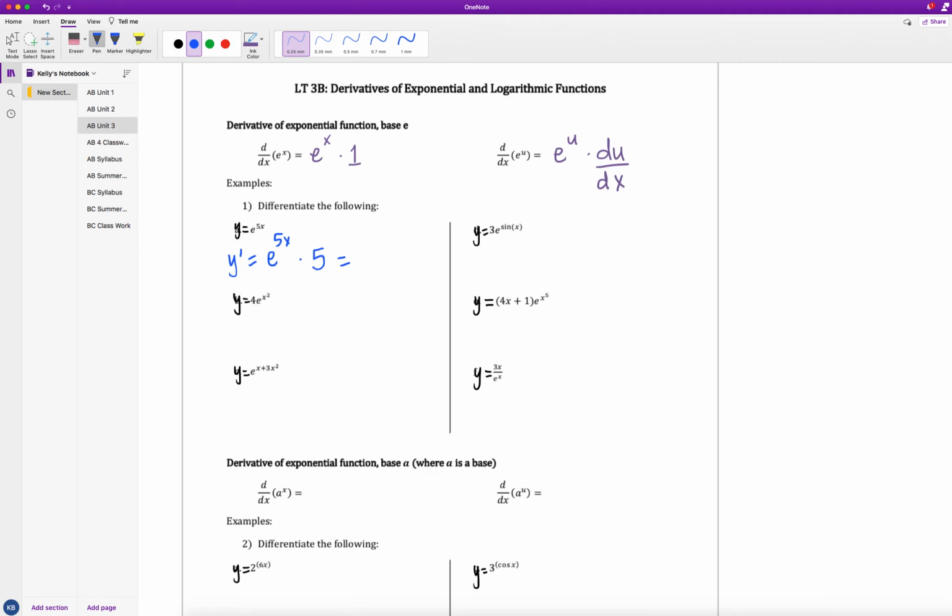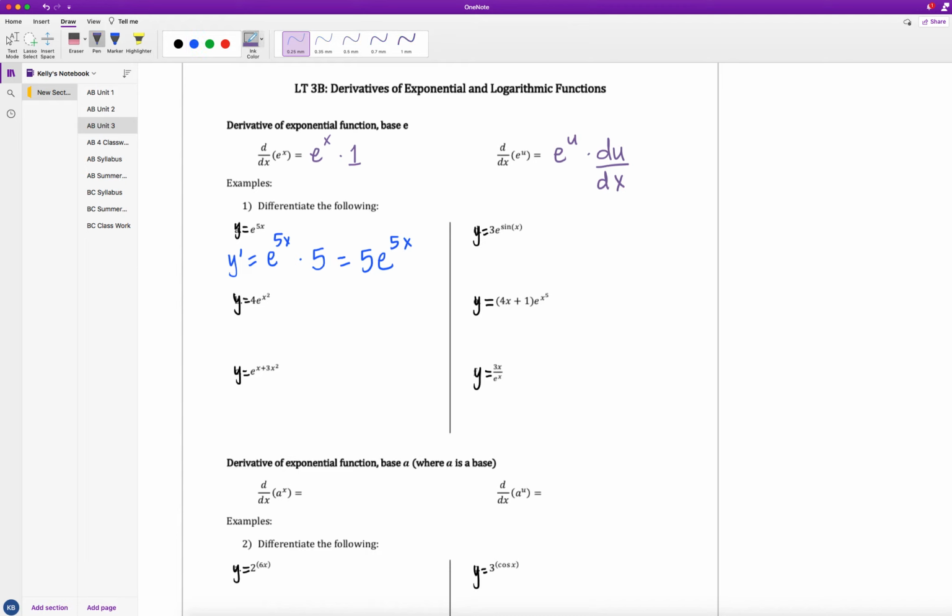A lot of the time you'll see this rewritten as 5 times e to the 5x, since we usually move the scalar down in front. As you continue to practice these, it might just become habit that you put the coefficient in front, and that's how you would see it on a multiple choice version as you're trying to have it match. Let's look at example B.